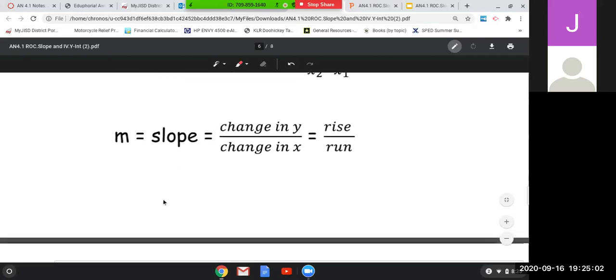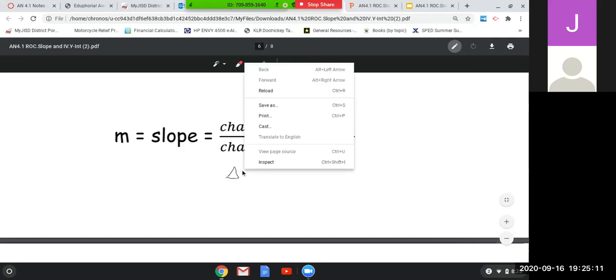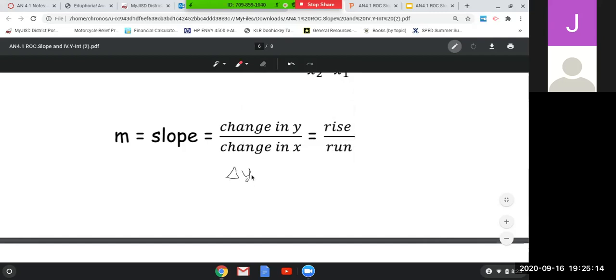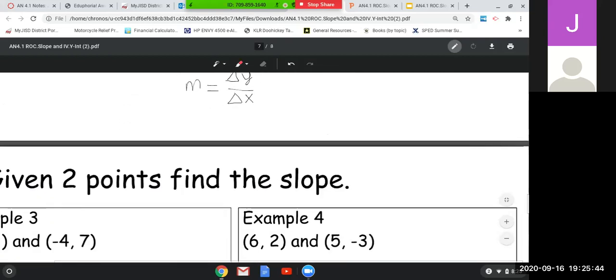Now, one thing you're going to probably see me using this year is you're going to see me write the slope is, I'll put a little triangle, y, over a little triangle, and then x. Now, the triangle represents the Greek letter delta. Okay, so I'm going to say m, which is slope. Slope is delta y over delta x. Delta just means change in. It's a math symbol for change in. So it's a change in y over change in x. Okay.